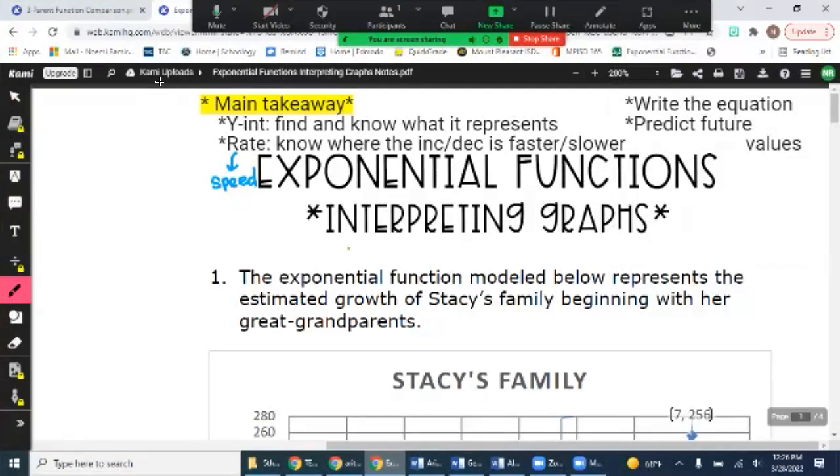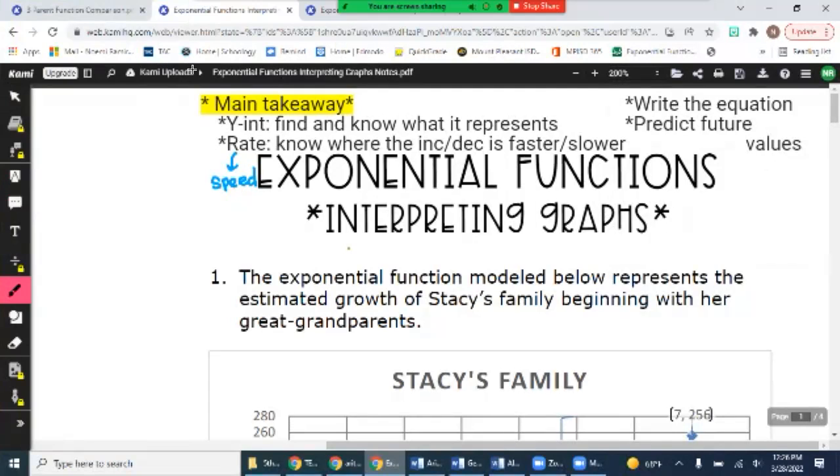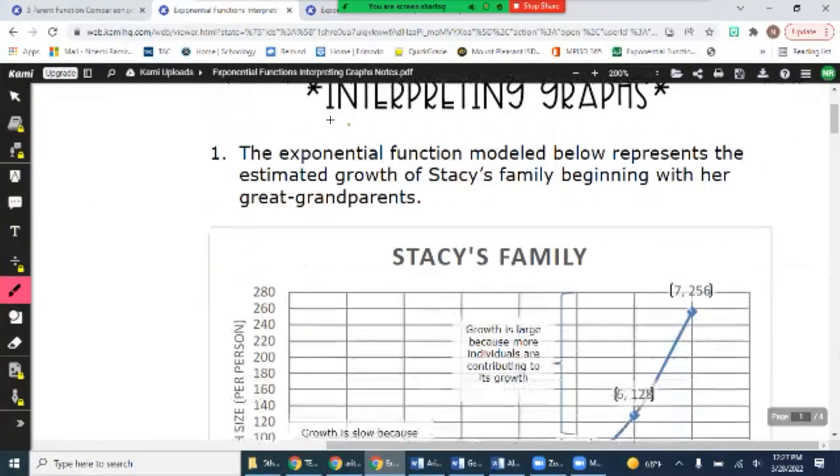So main takeaway, know how to find the y-intercept. You should already know based off of what we did Friday, but know what it represents. The rate, know where it's going faster, know where it's going slower, regardless if it's increasing or decreasing. Write the equation, know what the formula is, and also be able to predict other values, okay?